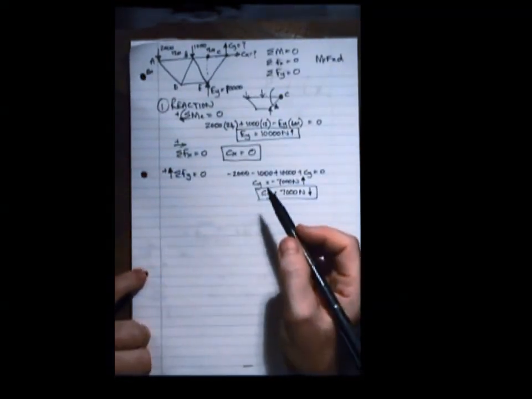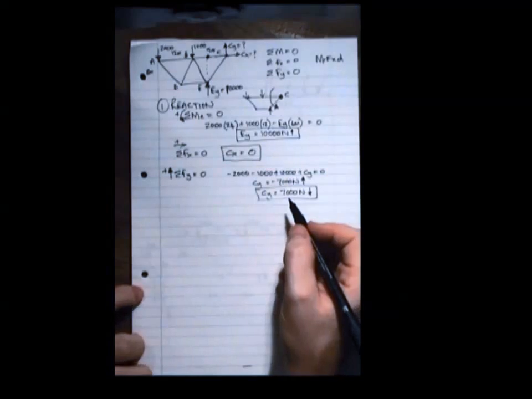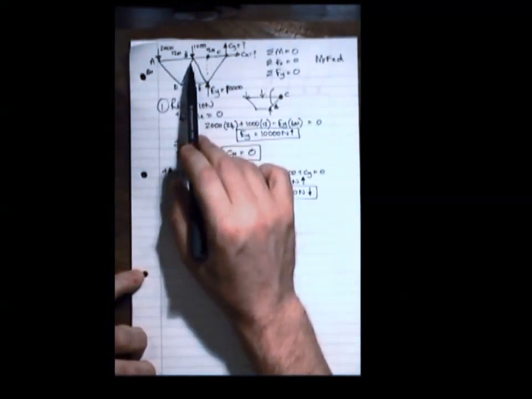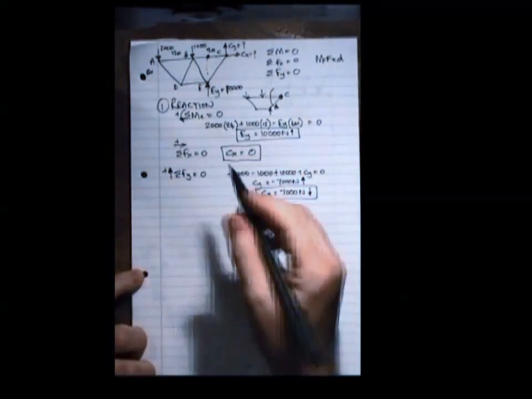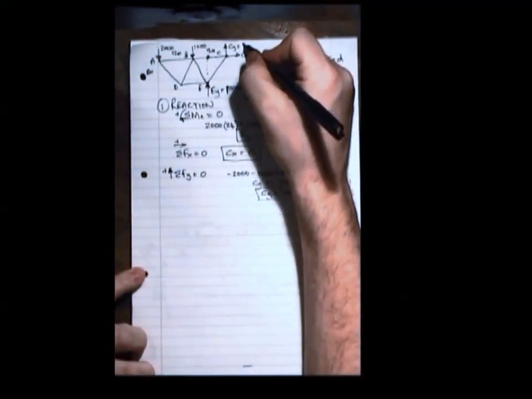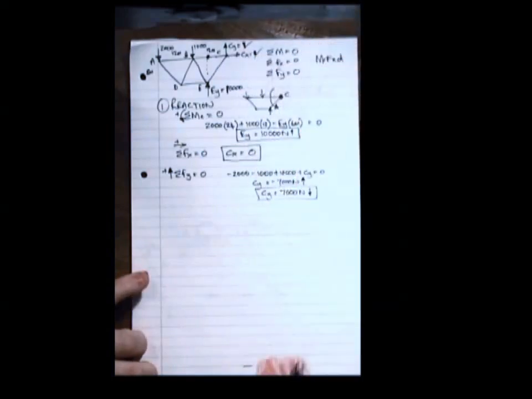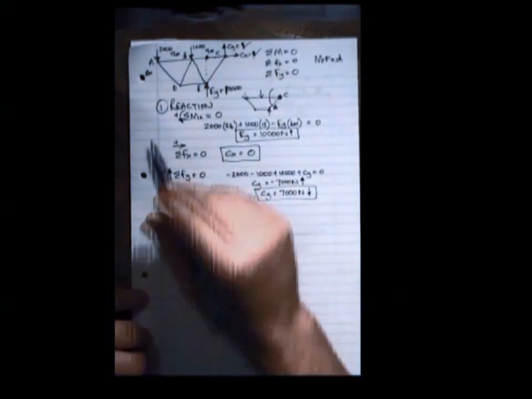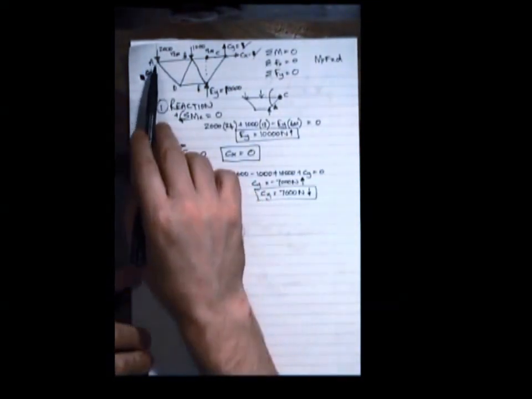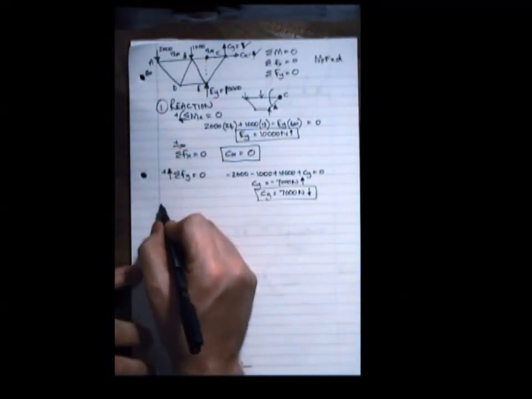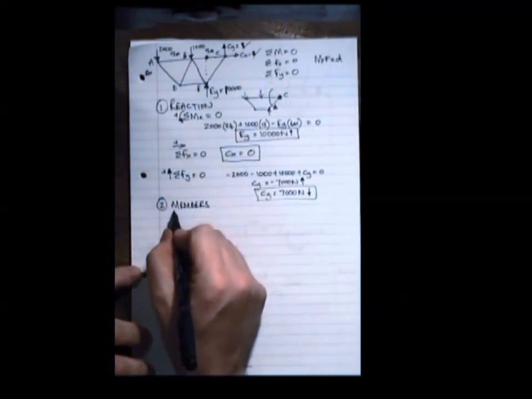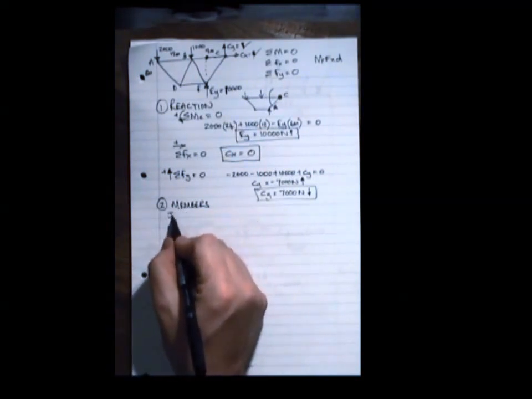So one, reactions. What I've done, I've worked out the angles. The second thing that we're going to be doing is working out each joint. So you can start at any joint, as long as there's not more than two unknowns at a particular point. So if we look at A first, two members, and we look at joint A first.